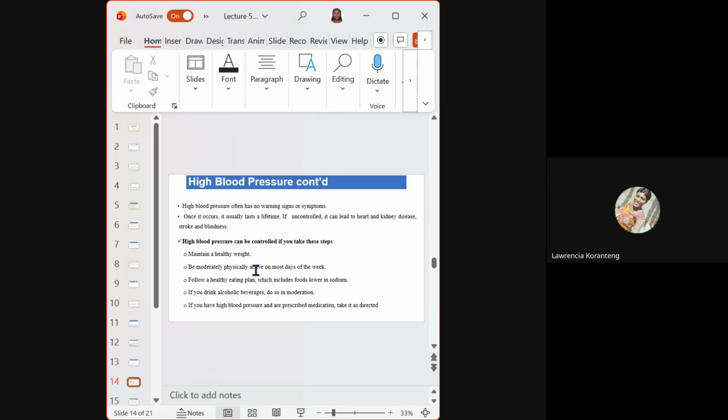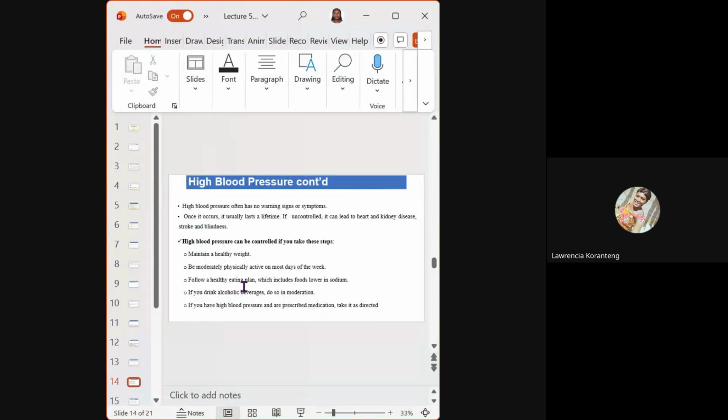You should maintain a healthy weight. Be physically active, because hypertension, if not for those cases caused by a lot of stress hormones and other things, is mostly diet related and a result of fat accumulation. So we need to be physically active so that we will burn excess fat.